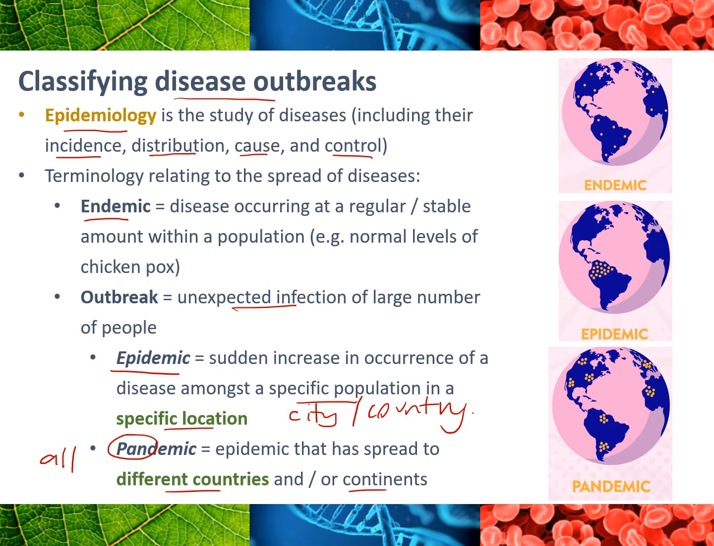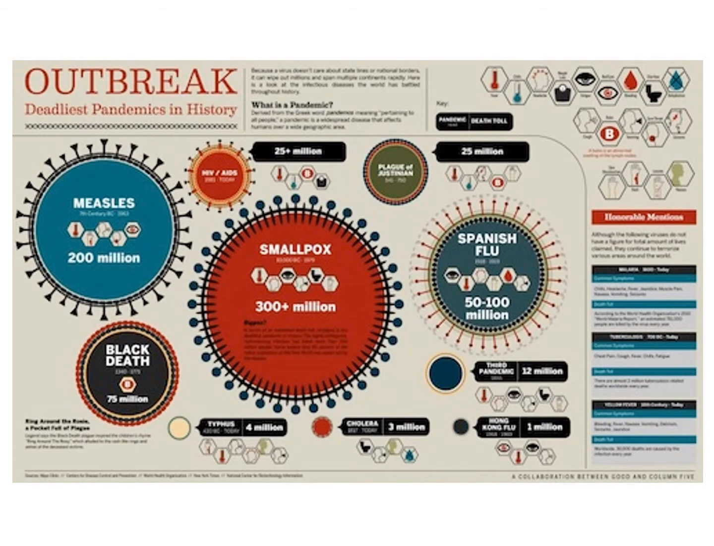Again, obviously COVID is a great example of that. It began as an epidemic, so when it was just in Wuhan, that would have been considered an epidemic, and then it became a pandemic. So it's really important you know the difference between those terms.